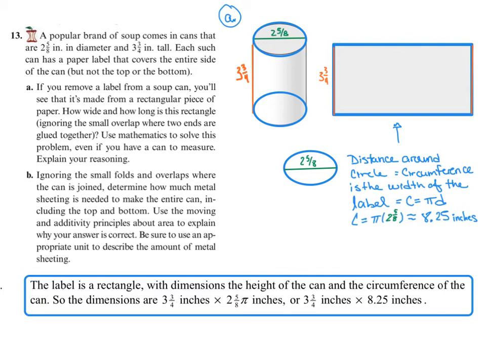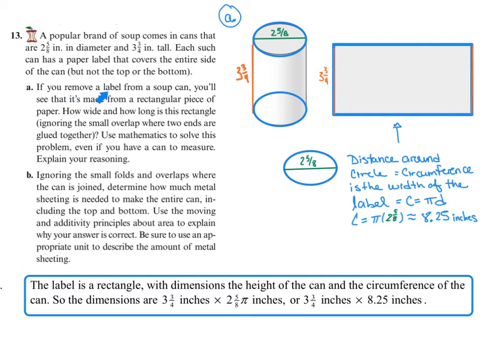On the next one, we have a can. A popular brand of soup comes in cans that are 2 5/8 inches in diameter and 3 3/4 inches tall. And each can has a paper label that covers the entire side of the can. And when you take that label off, you would get a rectangle.